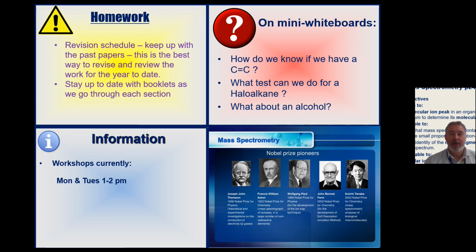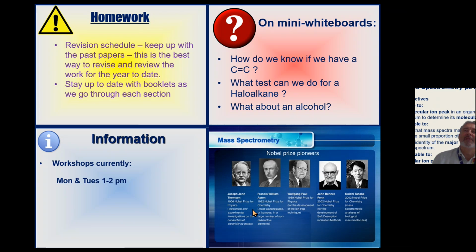How do you know if you've got an alcohol? What test can you do for an alcohol? You can test it by reacting it with potassium dichromate, and if you get a positive result with that, so it goes from orange to green, then that is potentially an alcohol. And you could tell it's not an aldehyde by testing it with Tollens reagent, and an alcohol would not give a silver mirror, whereas an aldehyde would.